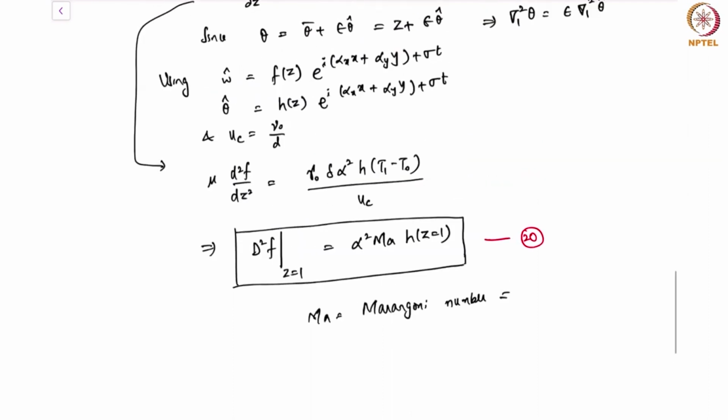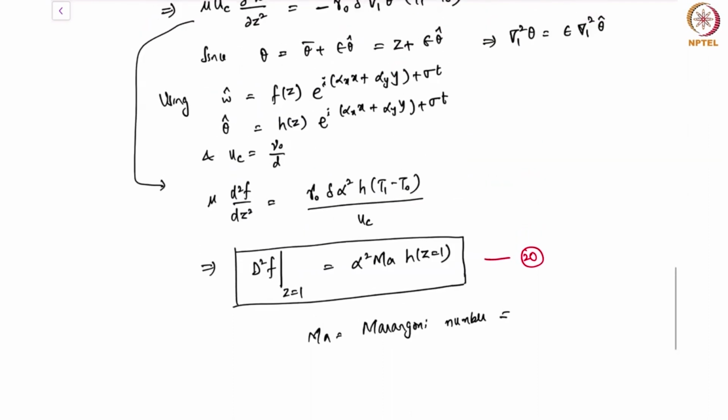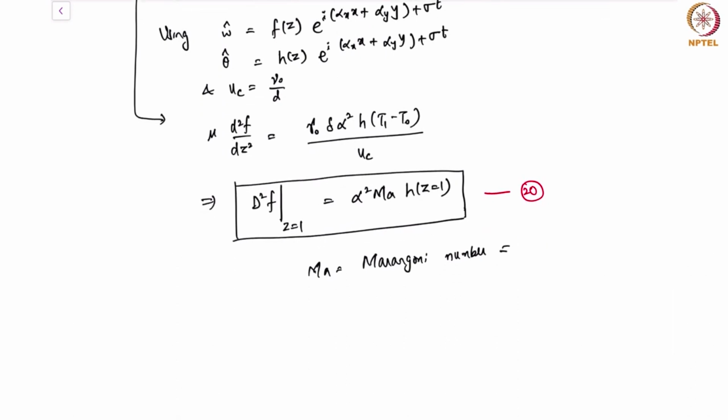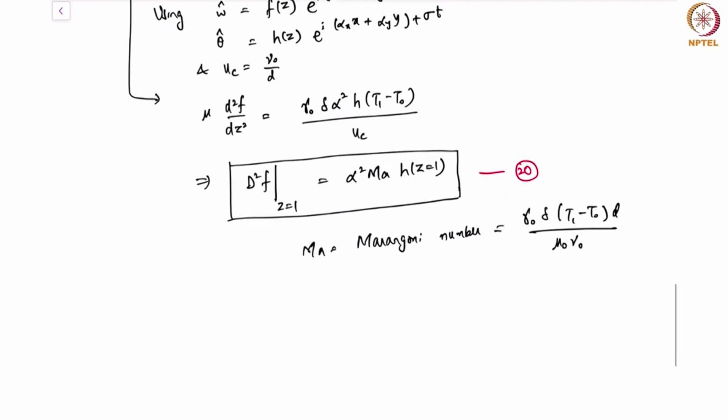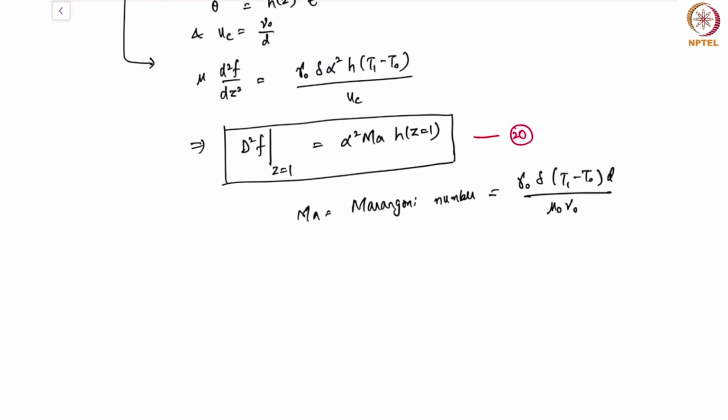Okay. So I want all of you to try and work out the algebra yourself and make sure that all the expressions are correct. This Marangoni number comes out to be gamma naught delta t1 minus t0 times d divided by mu naught gamma naught omega naught. Or in other words, it will become rho naught gamma naught delta d into t1 minus t0 divided by mu naught square.